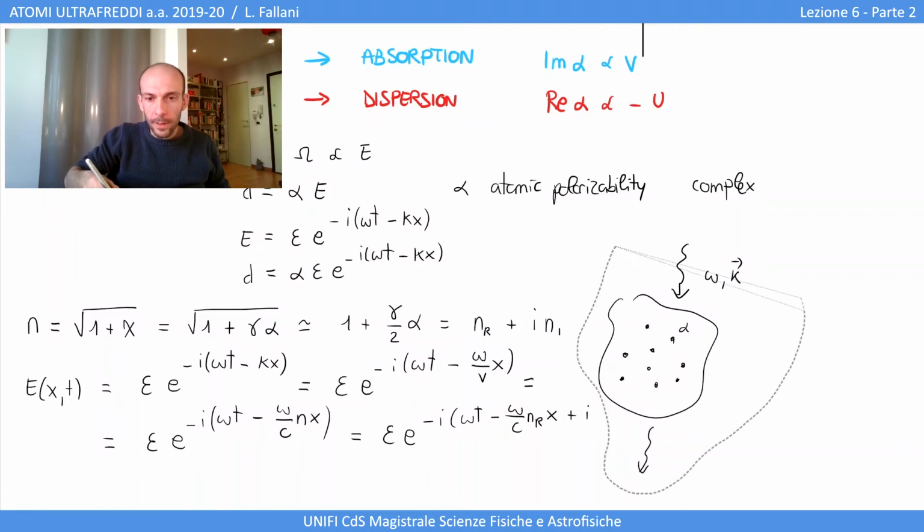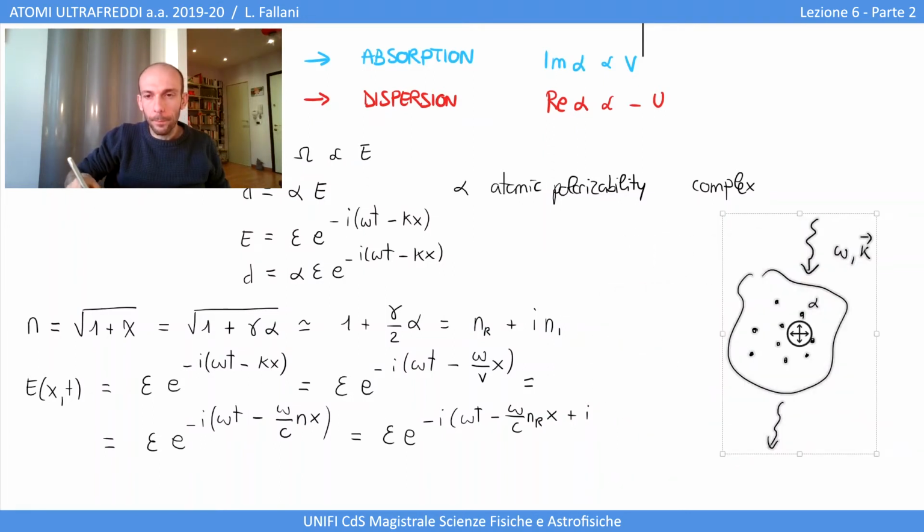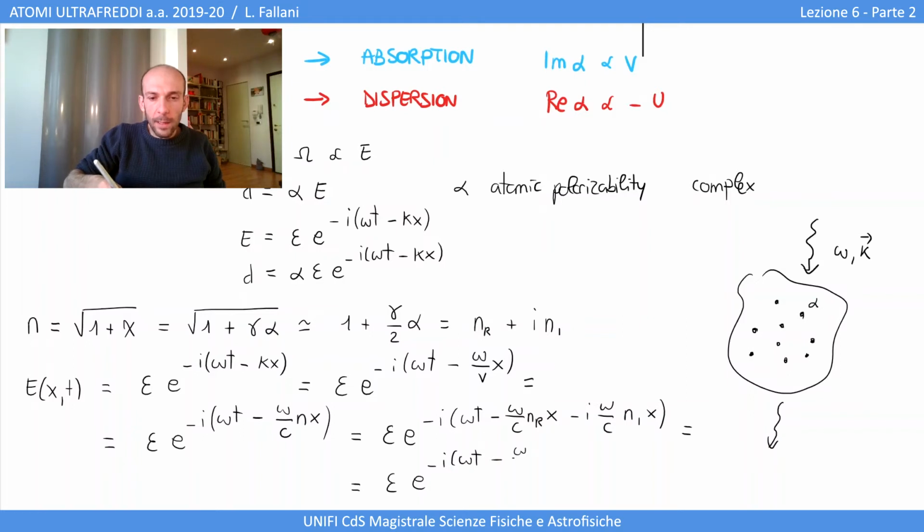Sorry, this is minus i omega over c, imaginary part of the index of refraction, times x). And so last passage, this will be epsilon times e to the minus i (omega t minus omega over c n_r x), times e to the i times i is minus 1, and so you have minus omega divided by c and i times x.